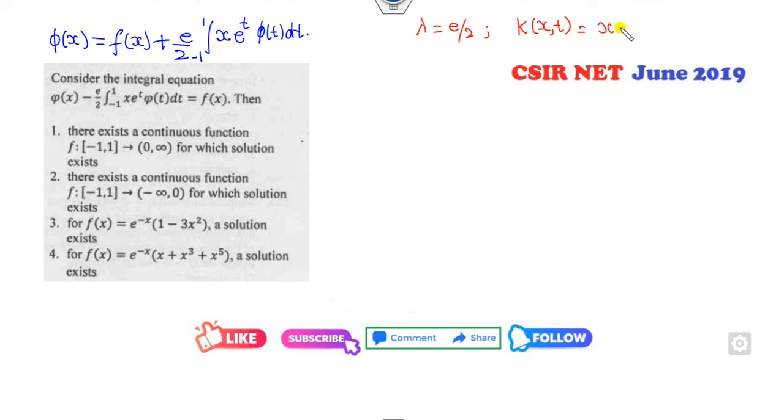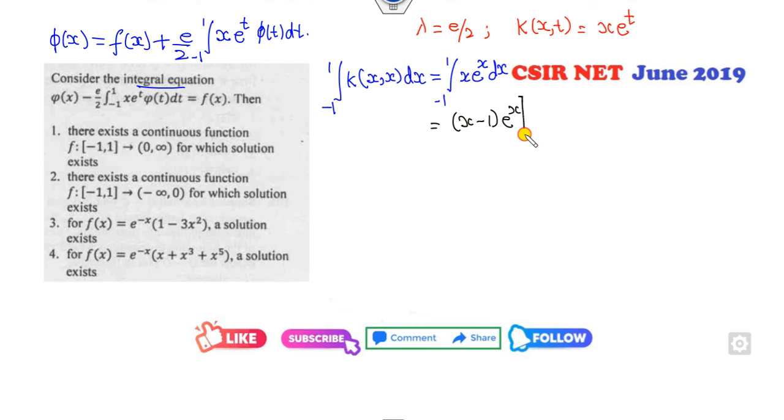We will read the statement later on because it's an integral equation. So I can always start from this part: integration from minus 1 to plus 1 of K(x, x). So what is the integration of this? What is K(x, x)? It is x e^x. What is the integration of this? It is (x minus 1) e^x. So the lower limit will be 0, it's minus minus plus 2 e^(-1), that is 2 over e, and it is equal to 1 over lambda.